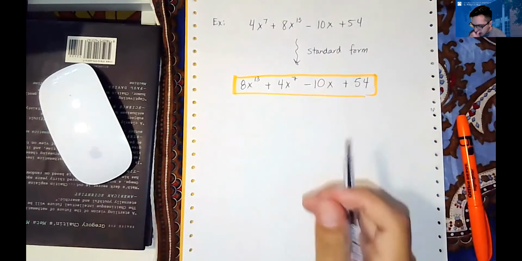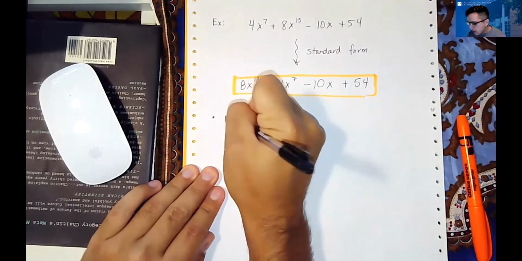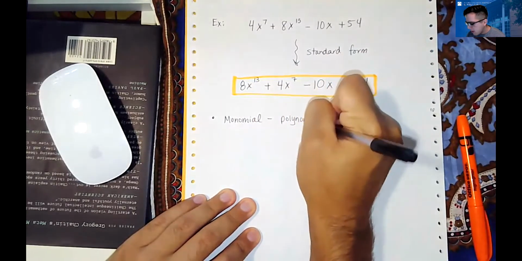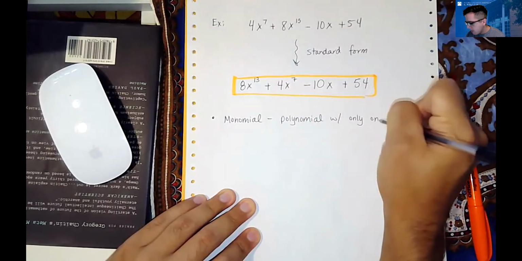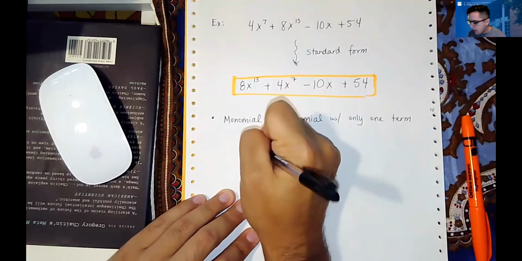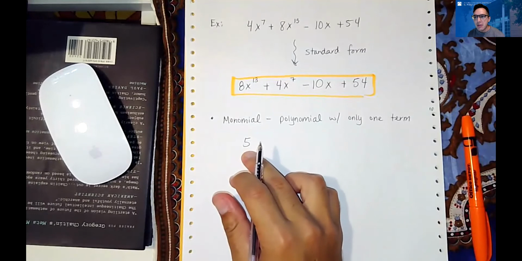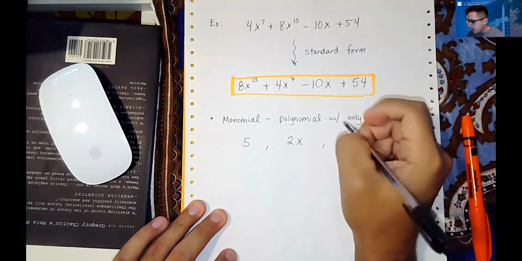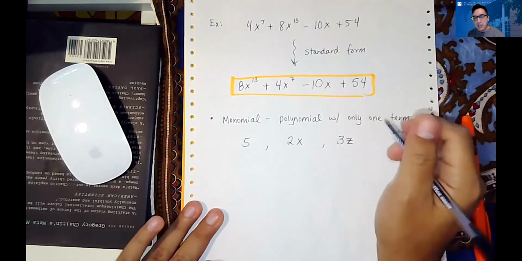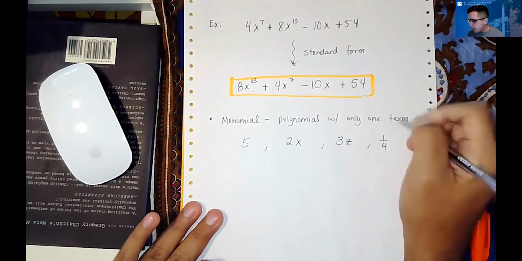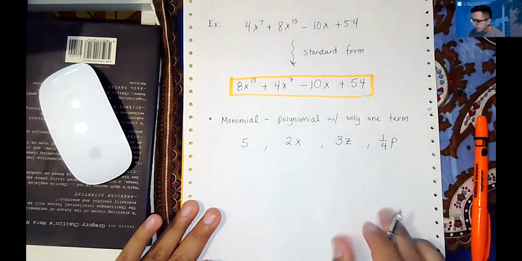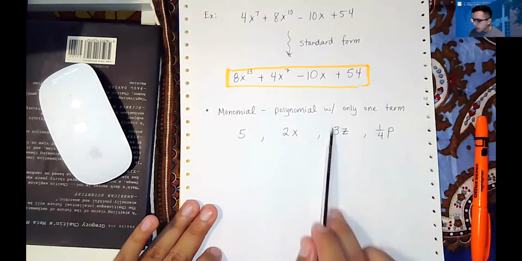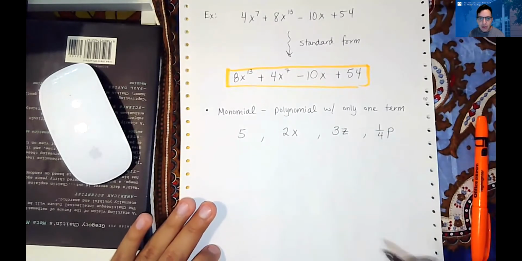Okay, well, some more vocabulary here. We call a polynomial with only one term a monomial. So some examples of that would be like the number 5 that we looked at earlier. Technically, this is a polynomial of degree 0 because there are no variables. We might have something like 2x, that's a monomial, or even let's say 3z. These are all monomials. Or even 1/4 p. Okay, so the coefficient could be a fraction, it could be a decimal, it could be a negative number. But as long as you're working with only one term and the exponent is a non-negative integer, then we're dealing with a polynomial.